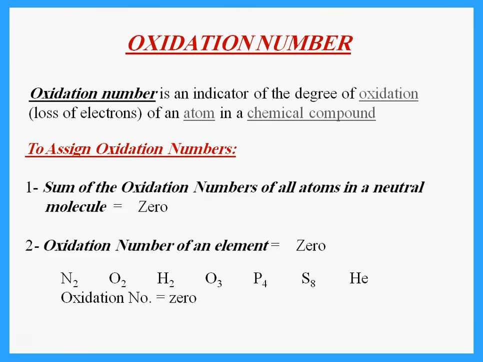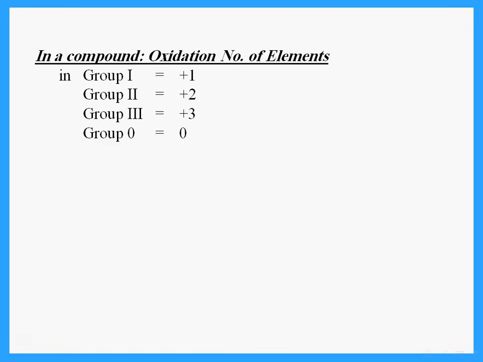If I have an element, the oxidation number of the element is zero. So if he says, what is the oxidation number of nitrogen? Alone, it's zero. Oxygen, zero. Hydrogen, zero, and so on. So oxidation numbers of neutral molecules, total zero. Oxidation number of an element is zero.